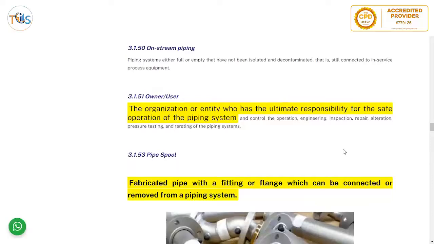On-stream piping. Piping system, either full or empty, that has not been isolated and decontaminated and is still connected to in-service process equipment. Owner-user: the organization or entity who has the ultimate responsibility for the safe operating of the piping system and controls the operation, engineering, inspection, repair, alteration, pressure testing, and re-rating of the piping system.